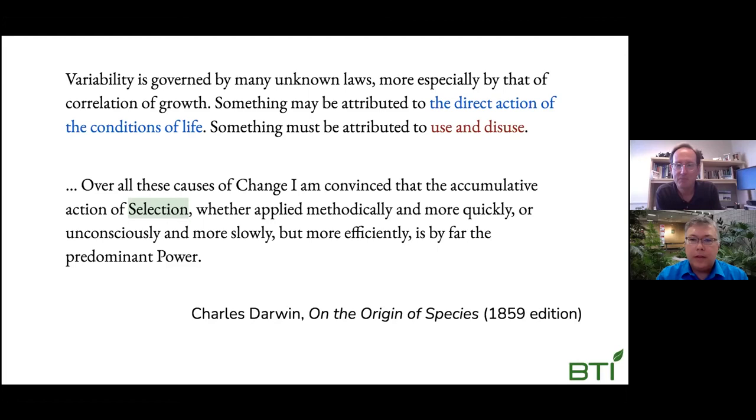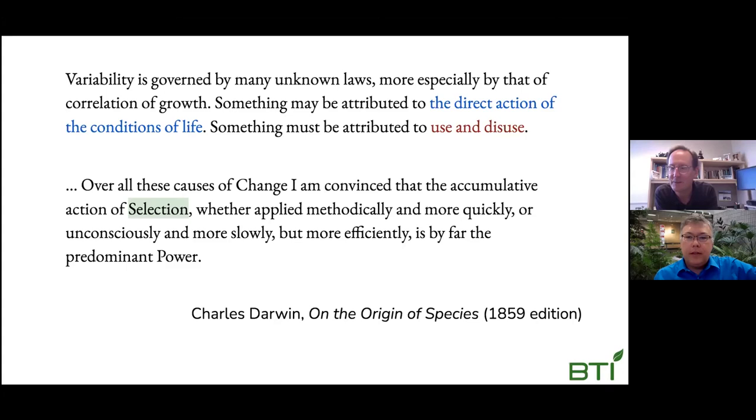Darwin modified and revised things extensively. And you can see his language change, not only in this passage, but throughout the book, where there's more of an acknowledgement that maybe some of this direct action of the environment and conditions of life may be important even without selection. So there is certainly a debate about what role environmentally induced variation played versus selection. But clearly Darwin thought selection was the main thing, but not everybody did.